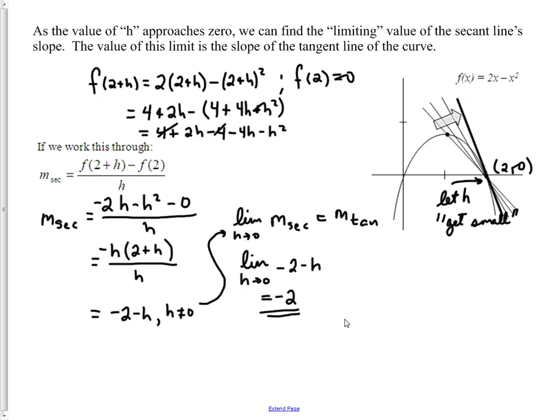And that's how Fermat would have done it. Maybe a little bit of a different language, but there you go.